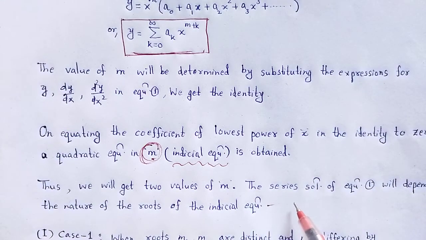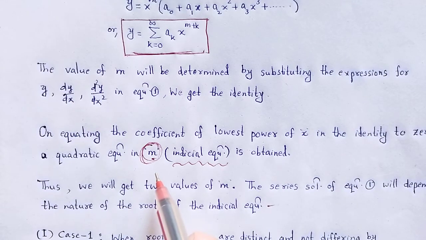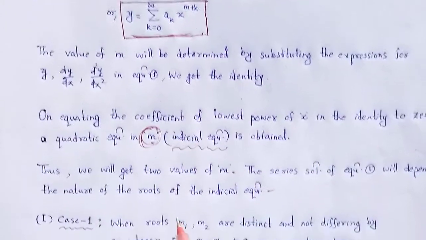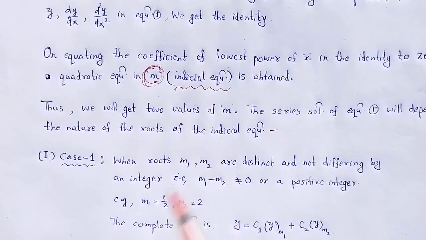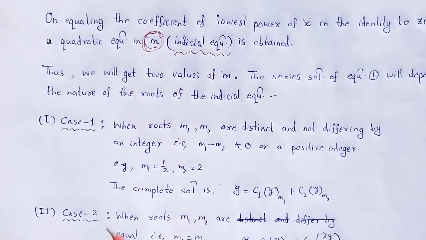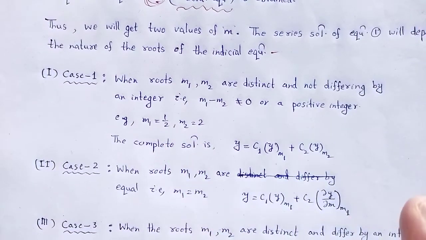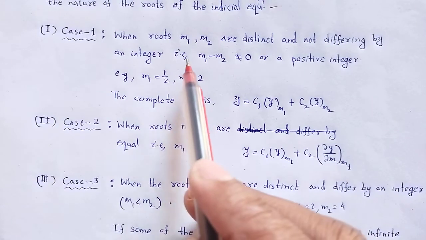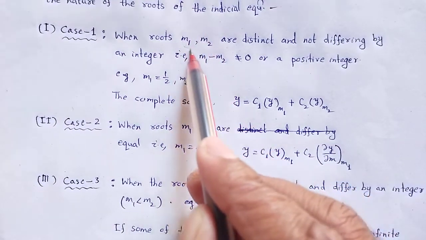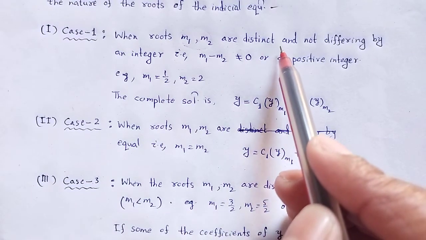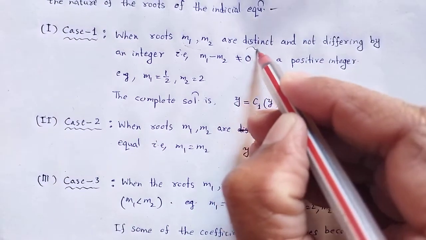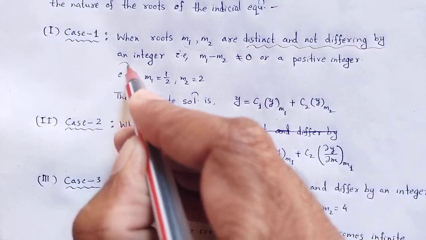Since it is a quadratic equation, it has two roots, and the solution of the power series method depends upon the nature of the roots. What are the cases? There are four possible cases on the basis of the nature of the roots. Case number 1: when m1 and m2, the two roots, are distinct and not differing by an integer.